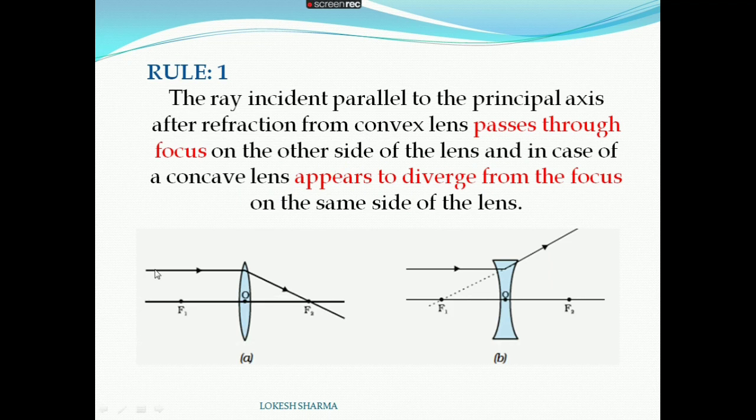Rule 1. The ray incident parallel to the principal axis of a convex lens or a concave lens, after refraction, passes through the focus on the other side of the lens, and in case of a concave lens appears to be diverging from the focus on the same side of the lens.